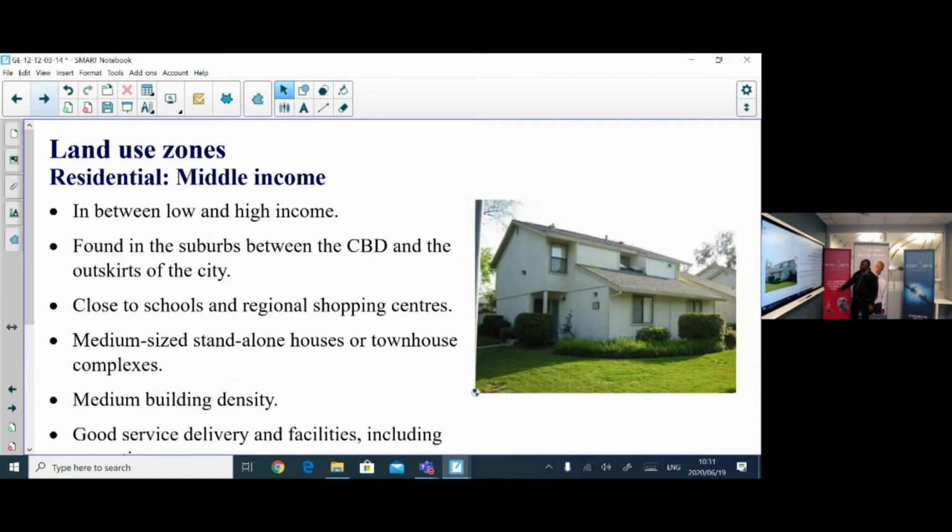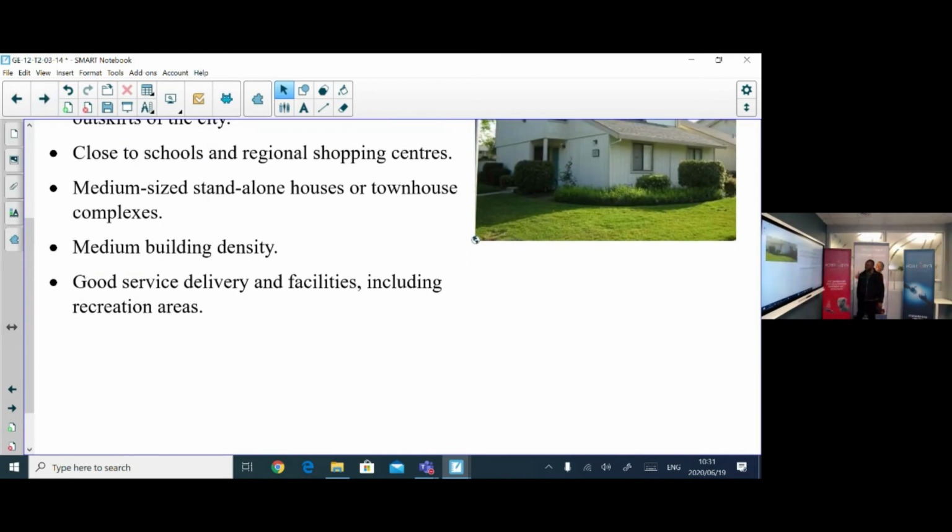Then we have the middle income zone between high and low income, found in the suburbs between the CBD and the outskirts of the city, close to schools and regional shopping centers. There are medium-sized standalone houses or townhouse complexes, medium building density, and good service delivery, including recreation activities.